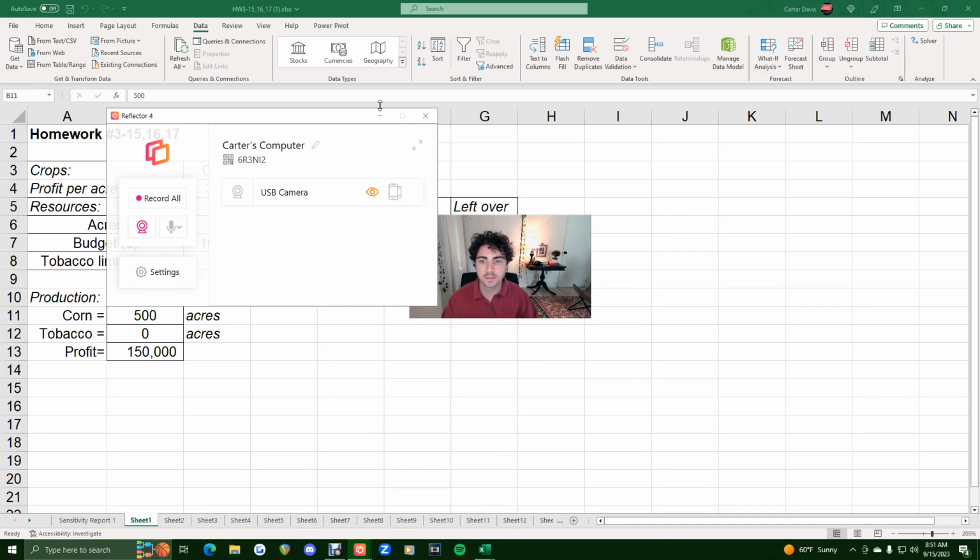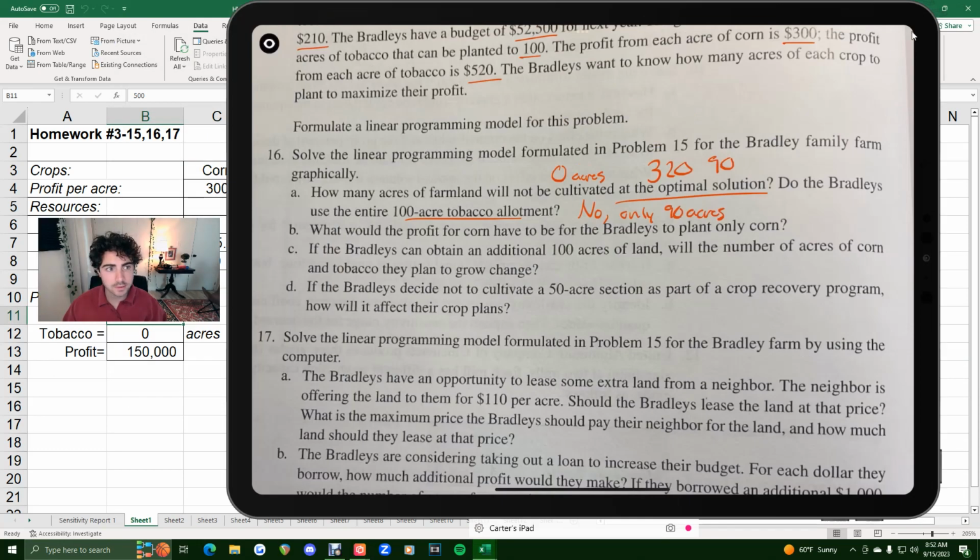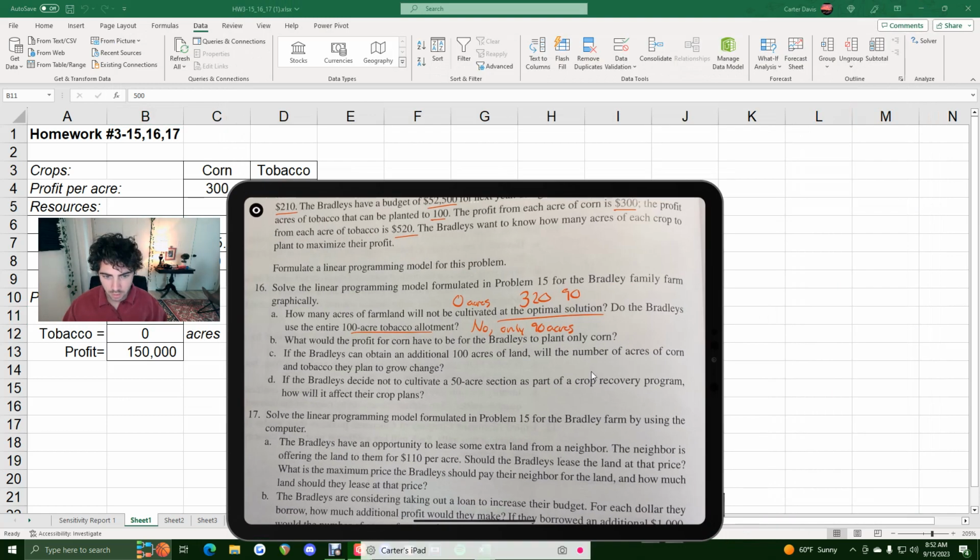All right, so it turns out if they use just 100 more acres, it makes more sense to just plant corn, I suppose. So then, yes, obviously the answer will be yes. The number of acres will definitely change.